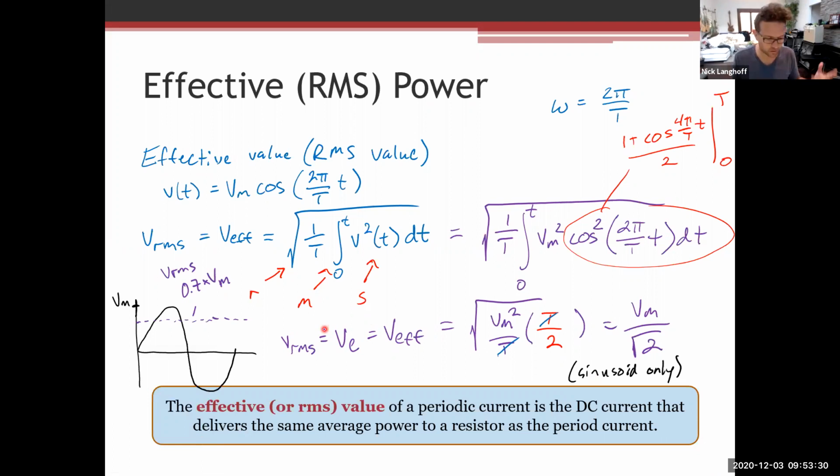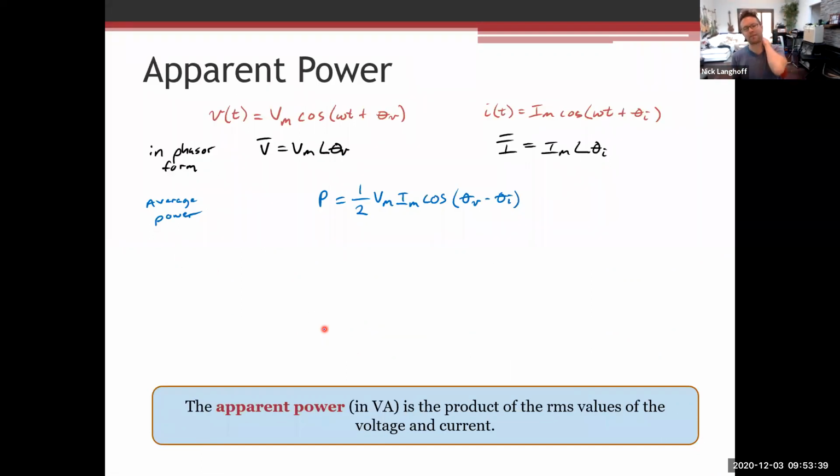I'll try to stick with VRMS probably, but anyway, let's talk about apparent power. This is another variant of power we're going to discuss, and soon we'll relate all these together: apparent, real, reactive, and all this stuff. Let's say we had a voltage sinusoid and a current sinusoid. In phasor form, we write them as Vmax at a phase angle of theta V, and the current phasor would be Imax at a phase angle of theta I.